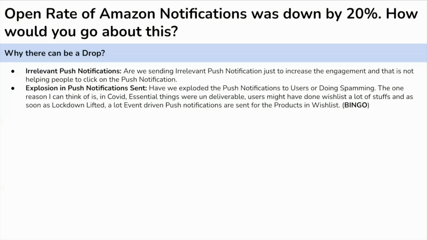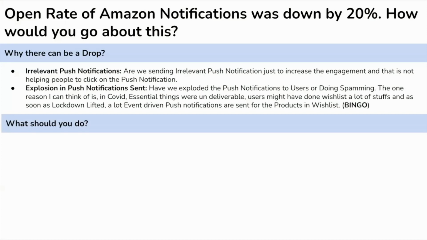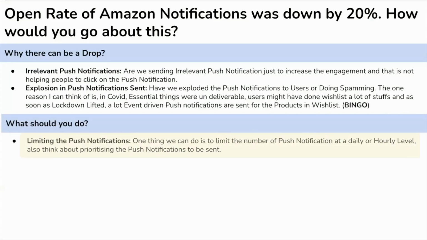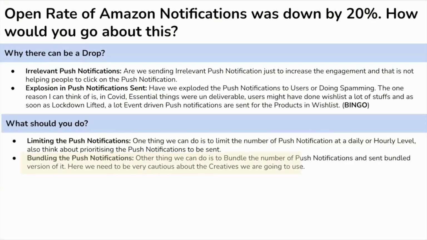And the interviewer has told us that the number of wish lists and reminders have increased in the lockdown. So that was the reason. Now we have found out what the reason was. How will you solve this problem? The first thing we can do is set a rate limit on the number of push notifications sent by the system to a user in a day. The second thing which we can do is bundle the push notifications and send a notification in a very smart and creative way to the user. In that, we will send all the required information to the user, but the user will not feel like it is spam because we are bundling the information.